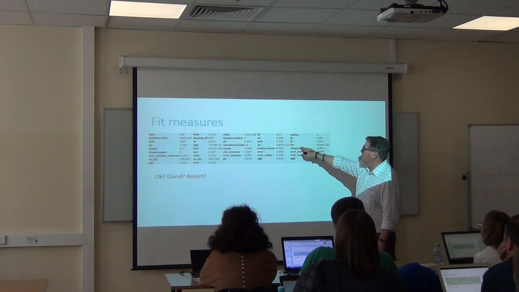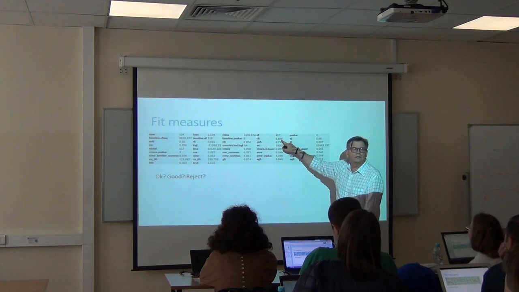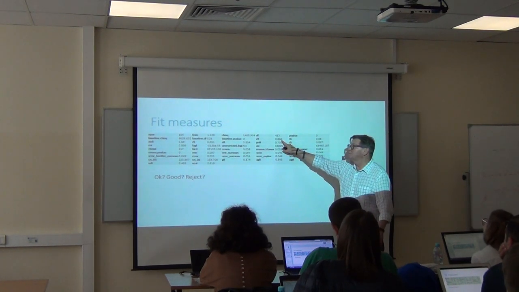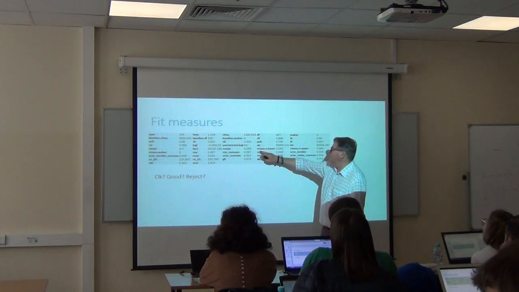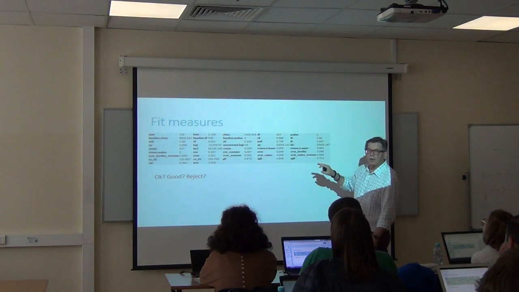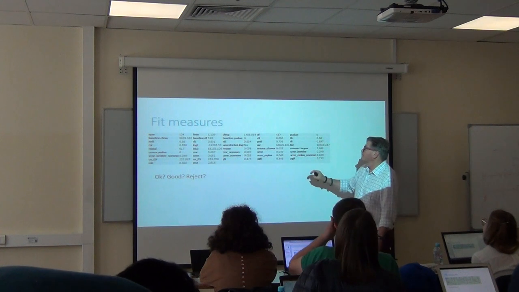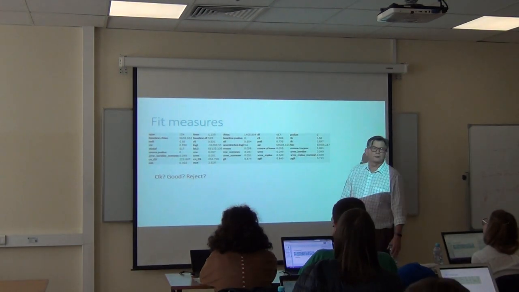88, where's my CFI gone? CFI, almost 90. Gamma probably will be over 90. RMSEA, 58, 55 to 61. Really small range because big N. SRMR, 49. Yeah, okay, you could say this is okay.